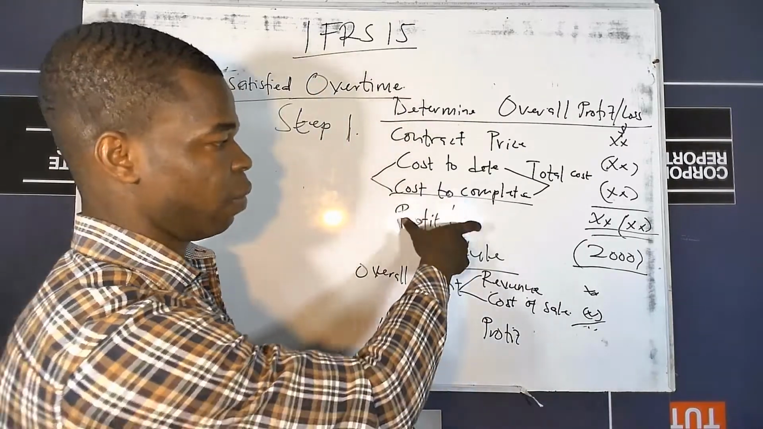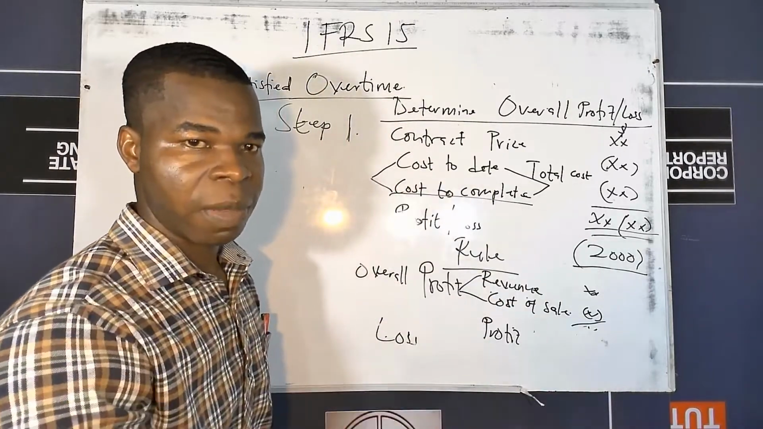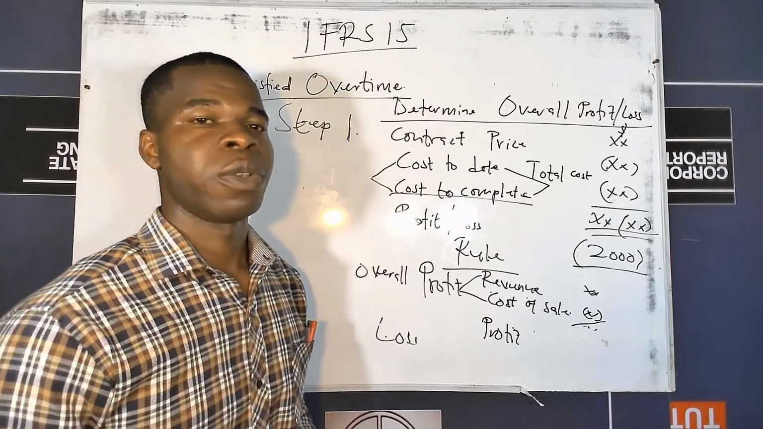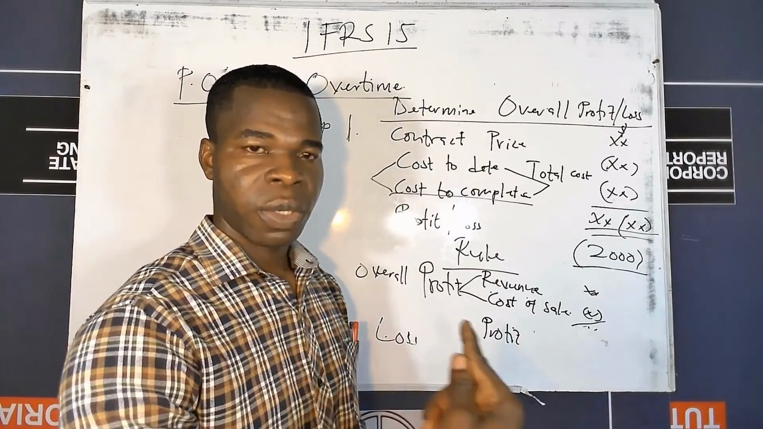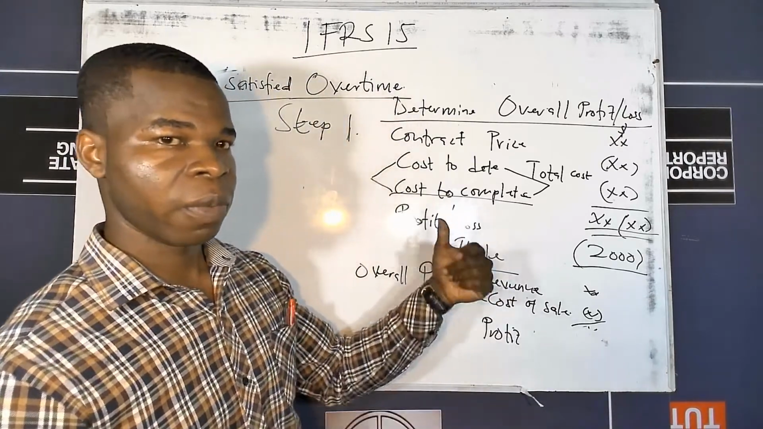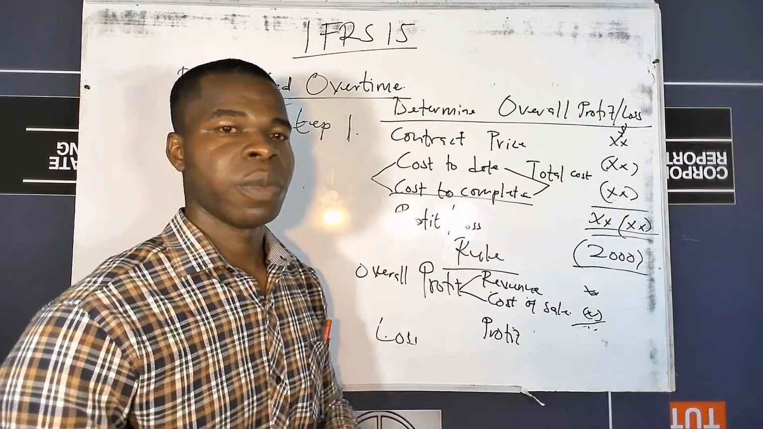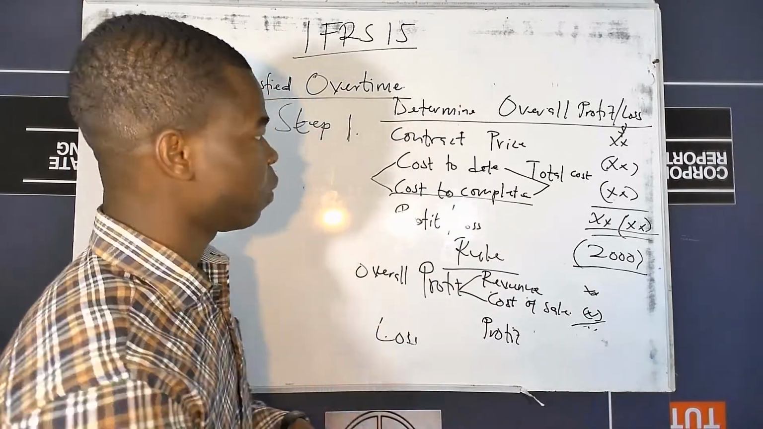If you cannot determine the overall profit, there is no information to determine that, then your cost to date should be of your revenue, and then the cost of sale will probably be the same as the cost to date, and therefore the effect will be 0. Now let's move to step 2.